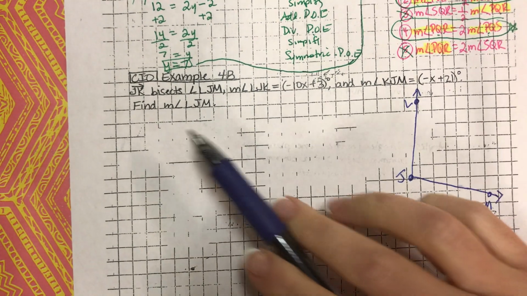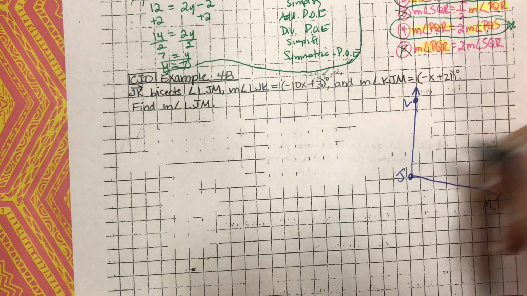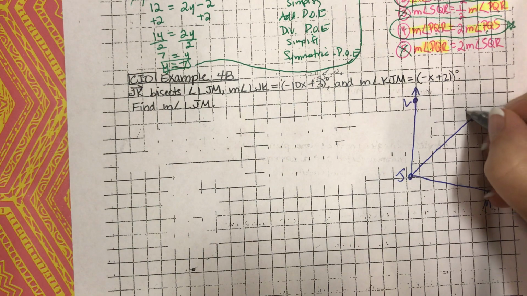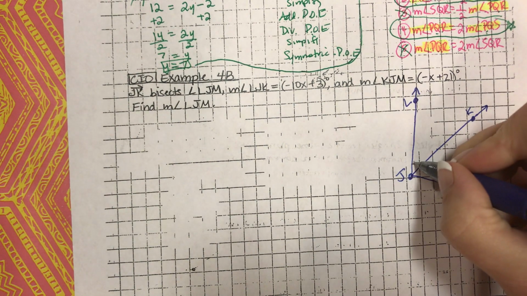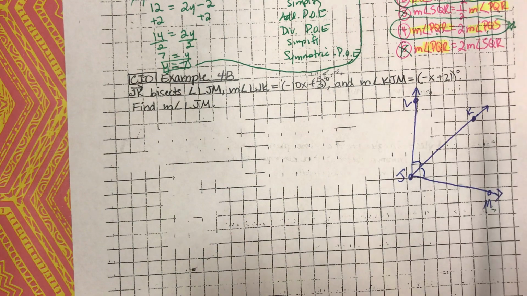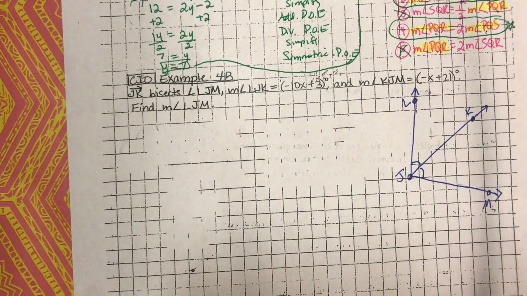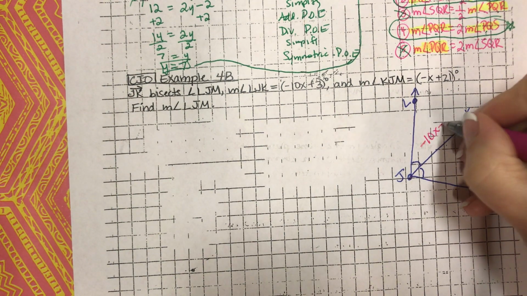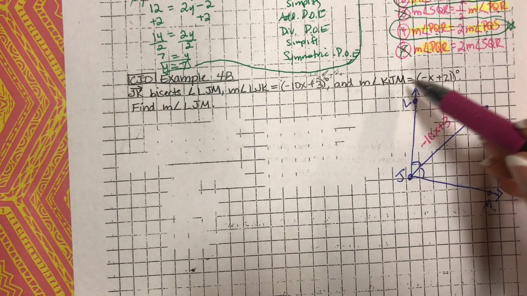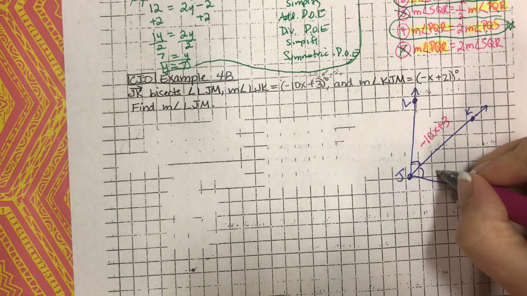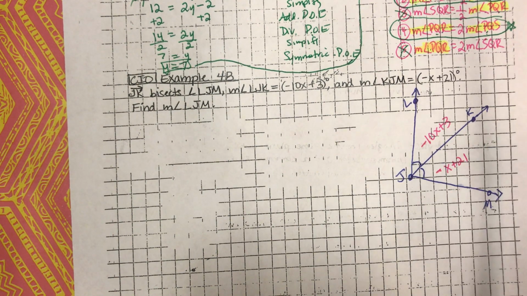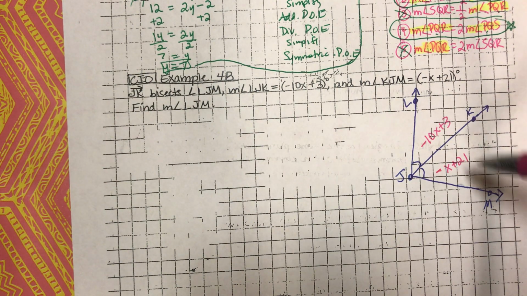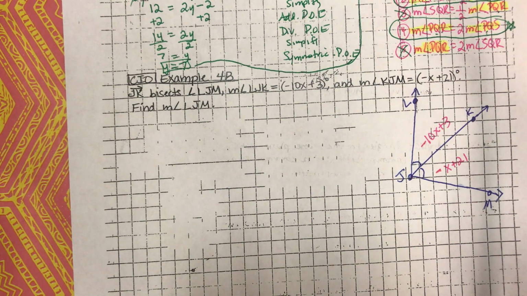Okay. It says JK bisects, so that means it cuts in half, which means we have all of those 5 formulas. So JK, this is JK. So that means that this side is equal to this side. Those are the same. And then I'm just going to put in this information that they give us. LJK is negative 10x plus 3. And then they give us KJM is equal to negative x plus 21. And then they want us to find LJM. So they want us to find the big angle.